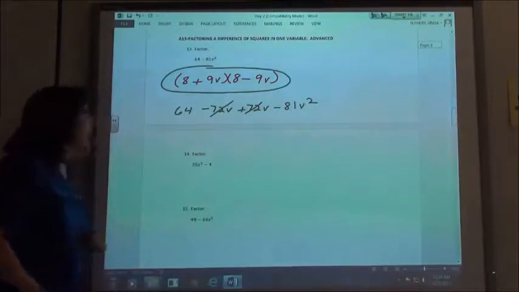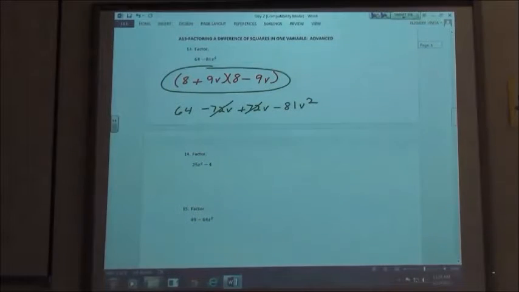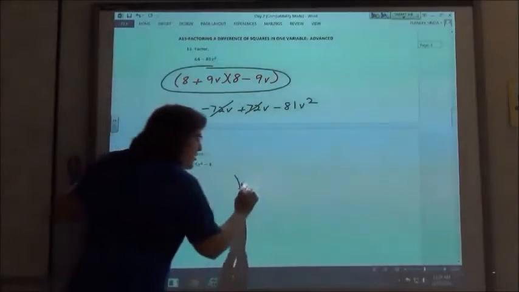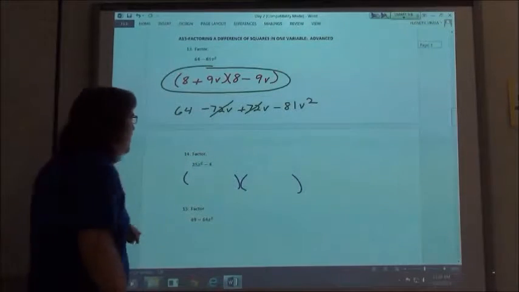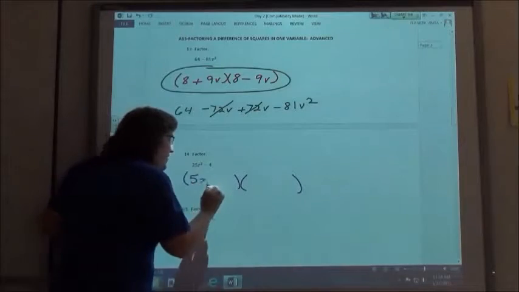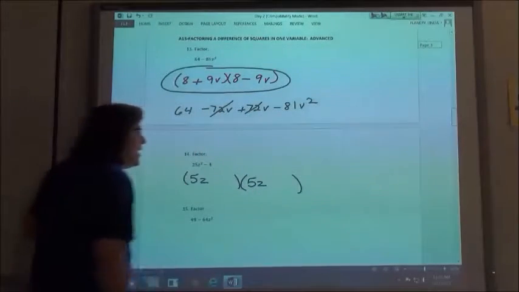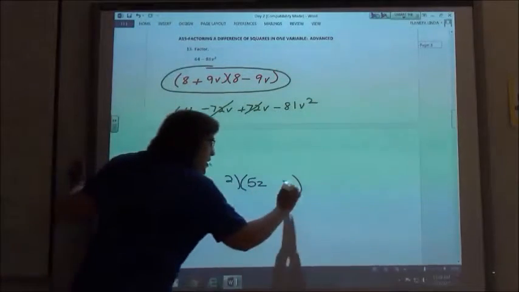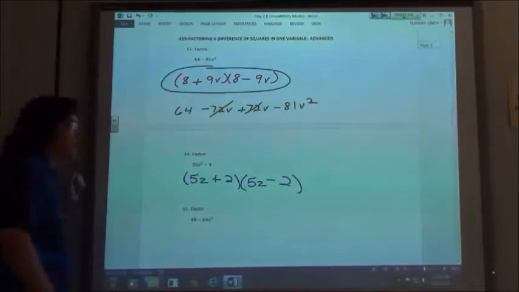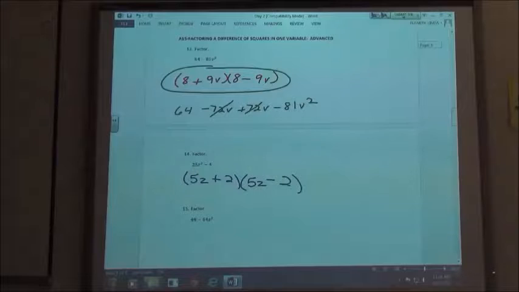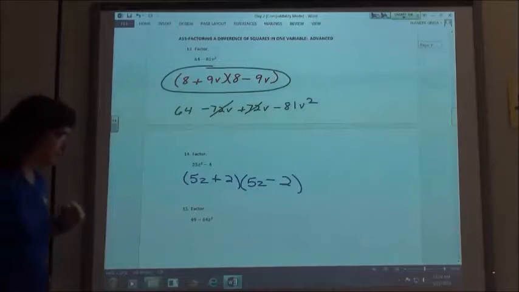So again, if I recognize, oh yep, I have the difference of perfect squares, it tells me to factor. I'm going to start with my two sets of parentheses. 25z squared would be 5z times 5z. 4 is 2 times 2. I know that I have to have conjugates, one plus and one minus, so when I FOIL it out, the middle term cancels out.